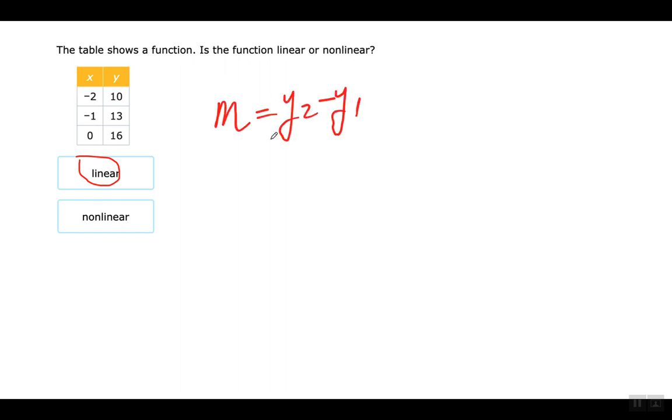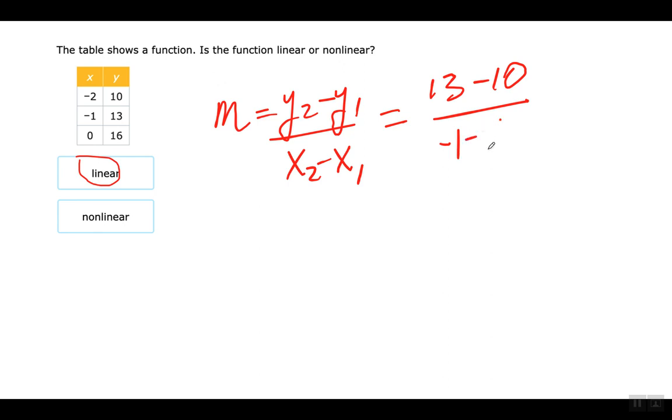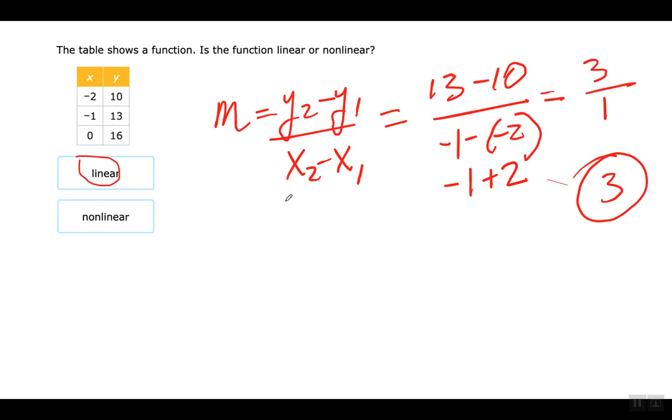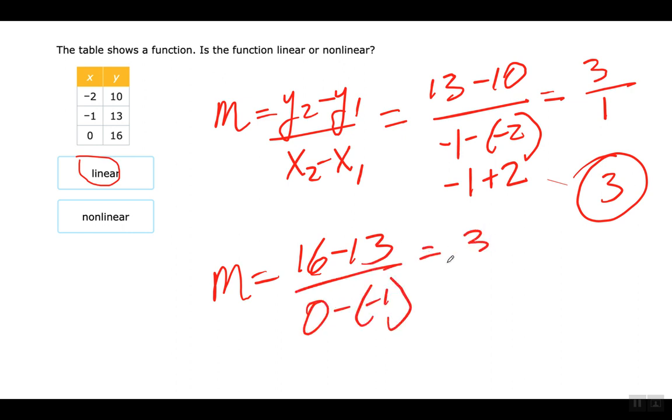Just to be sure, I'll write it out, because I'm human and sometimes I make mistakes. But on the top, for the bottom two, it would be this over this. So this is going to become negative 1 plus 2. All right, so 13 minus 10 is 3. Negative 1 plus 2 is 1. 13 minus 10, yeah, so it's actually positive 3. I'm sorry, I thought it was going to be negative. Positive 3. And then for the bottom 2, it'll be 16 minus 13 over 0 minus negative 1. That'll be 3 over, this becomes 0 plus 1. So 3 over 1, you also get 3.